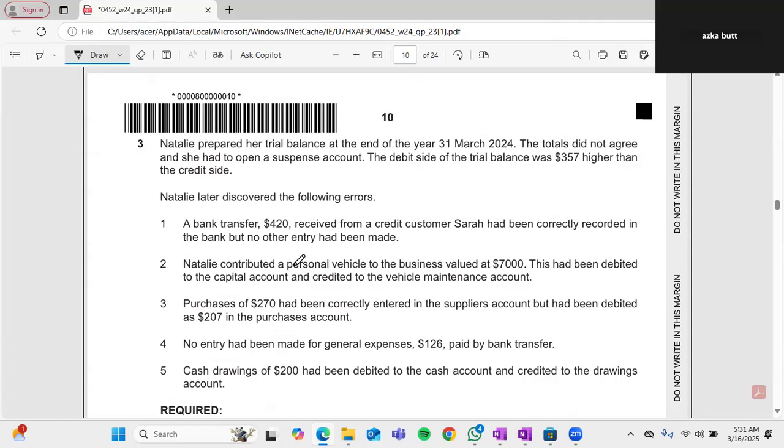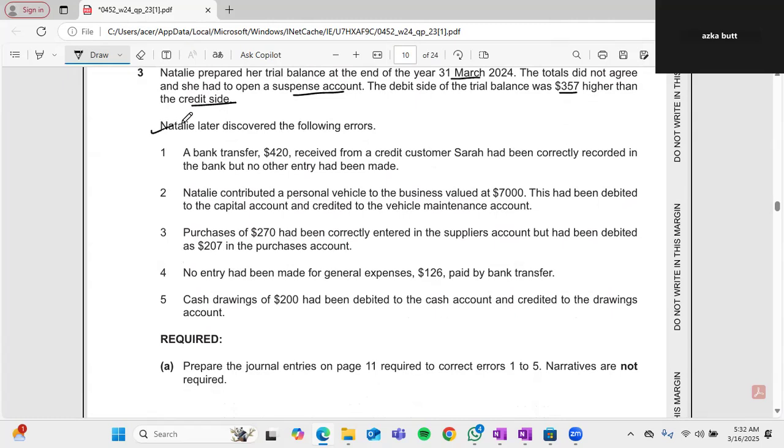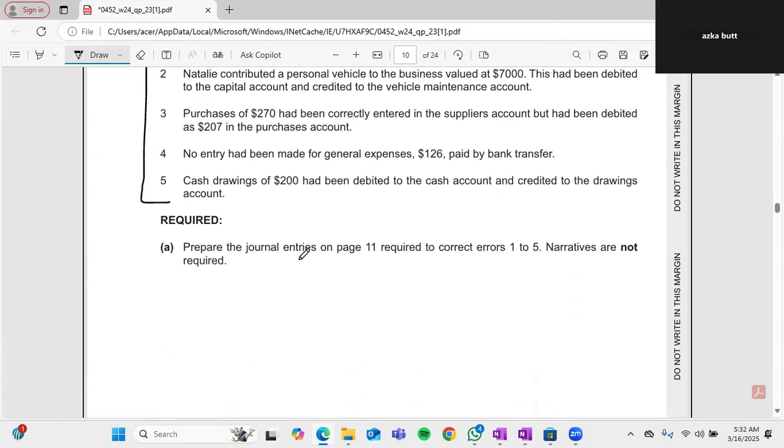So we are going to complete question number 3 now. Natalie prepared her trial balance at the end of the year, 31st March 2024. Totals did not agree, and she had to open a suspense account. Debit side of the trial balance was 357 higher than the credit side. Natalie later discovered the following errors. So we have these following errors: 1, 2, 3, 4, 5. So we have to prepare the journal entries.